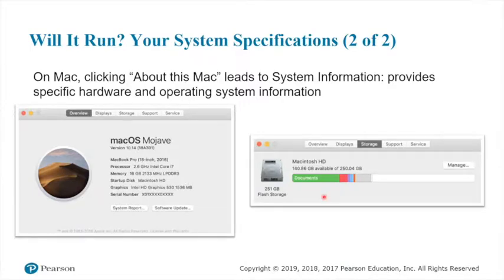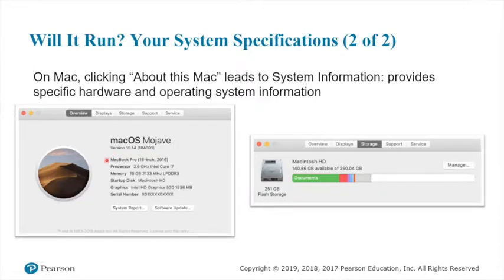On a Mac, if you click About this Mac in the upper left-hand corner, you can see system information, which provides, again, specific information about that computer system, about that Mac, just as System Info talked about that Windows PC. There's a number of different tabs in system information on a Mac. The Overview tab, of course, talks about the operating system itself, this version being Mojave version 10.14.